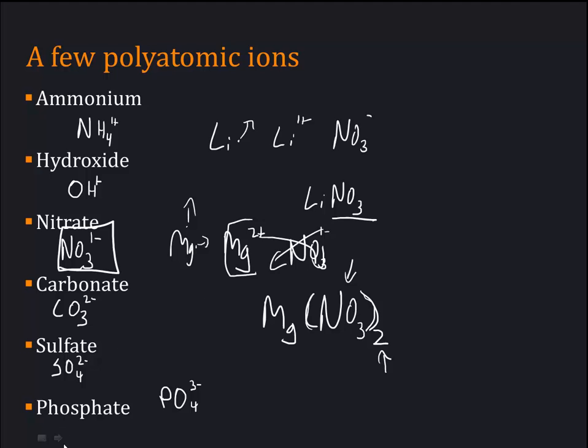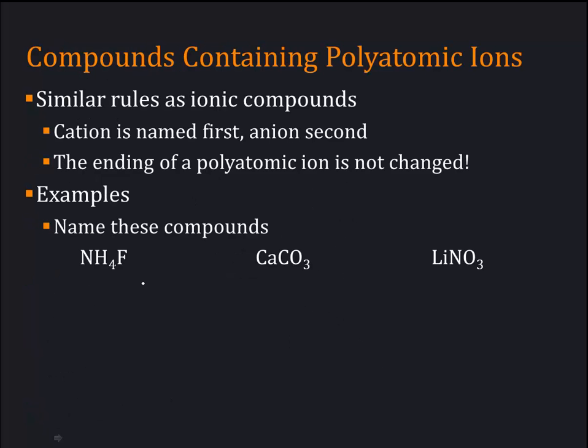Okay? Alright, so compounds containing polyatomic ions, we use the similar rules as ionic compounds. The cation is first. The positive thing is always named first. The anion is second. However, you do not change the ending of a polyatomic ion. This is nitrate. We're going to call it nitrate. Carbonate, carbonate. NH4 is ammonium. We're not going to change any of that. So NH4 is ammonium.